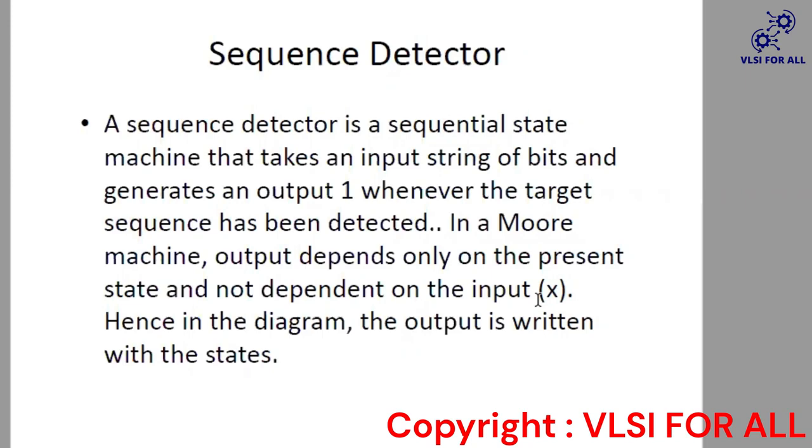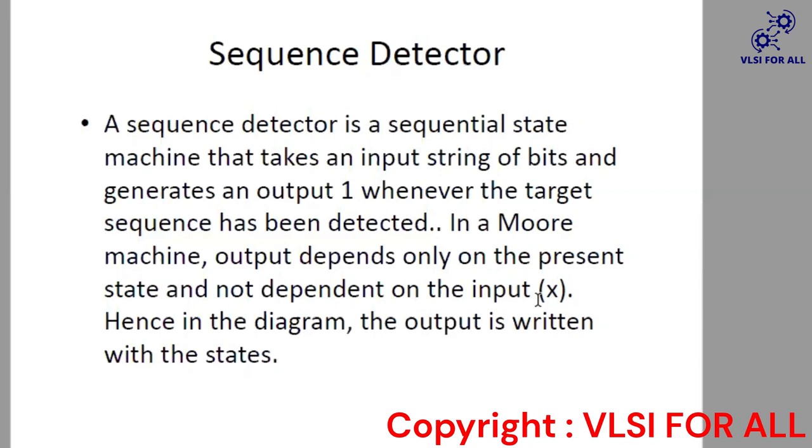Like we have taken a 10-bit input bit stream, and we want to detect how many times the sequence 101 occurs in that stream. Wherever the sequence 101 is found, the output of our sequence detector becomes high.